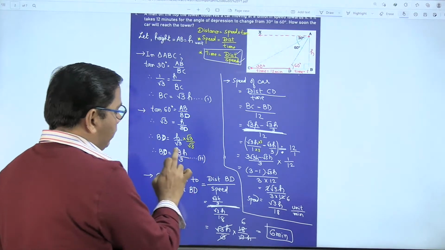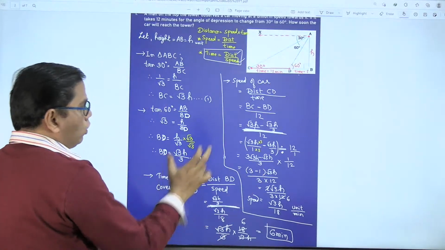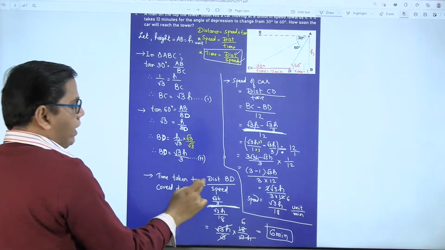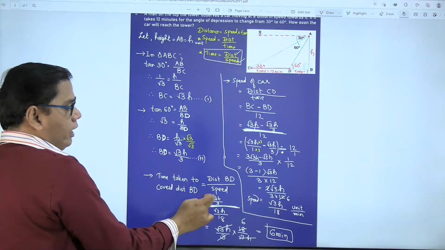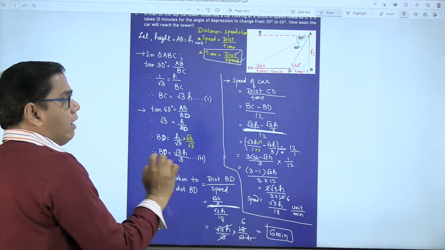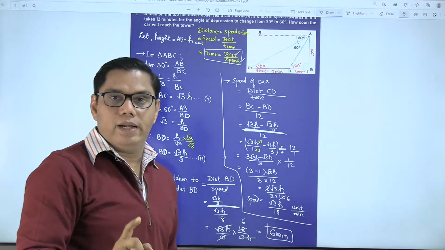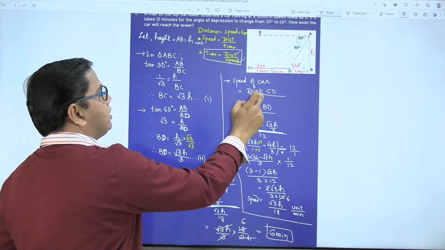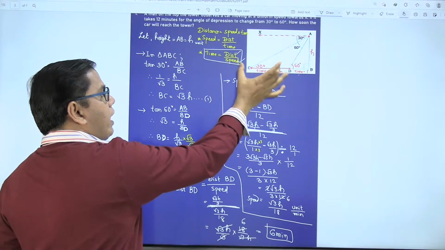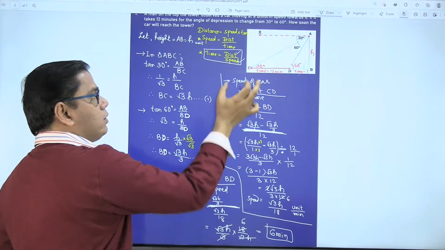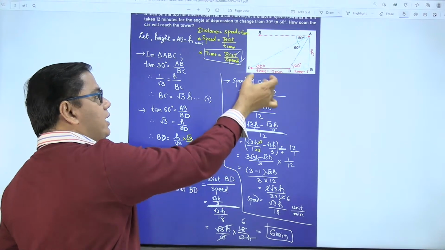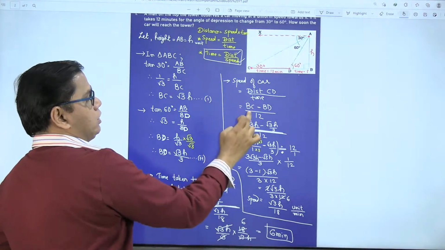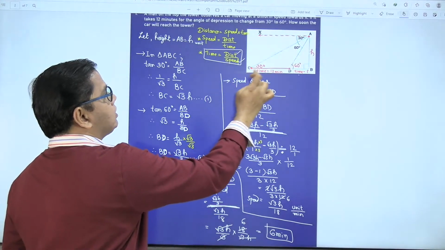So you got BD, distance BD, whose time taken to cover this distance we have to find out. So distance BD is root 3h upon 3 from here, and we have to find out a speed now. Now speed is equal to what? Distance upon time. Speed of a car is distance upon time. We know time taken to cover this distance CD. So that is 12. So we will try to find out distance CD.